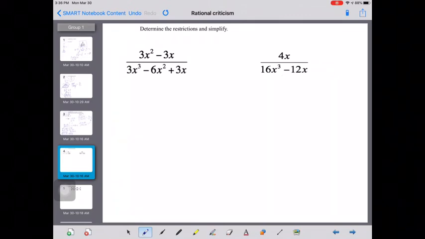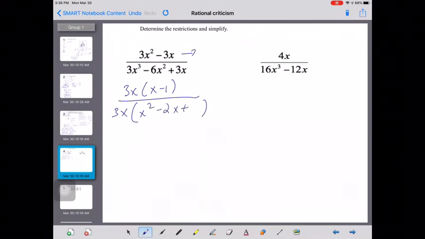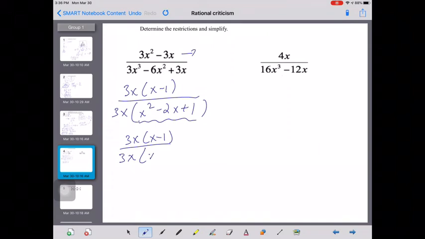Okay, so let's factor the numerator. In this case, it's a greatest common factoring. So we have 3x over x minus 1 over here. Now we have 3x. We're going to factor the entire trinomial. That gives us x squared minus 2x plus 1. I can see that this is a quadratic factoring. You're going to have to factor this. It ends up x minus 1, x minus 1. You can put x minus 1 squared if you wanted to.